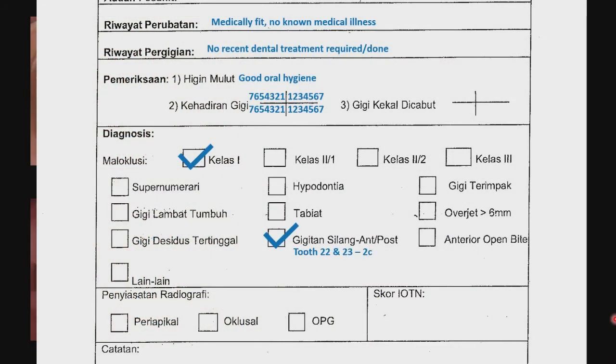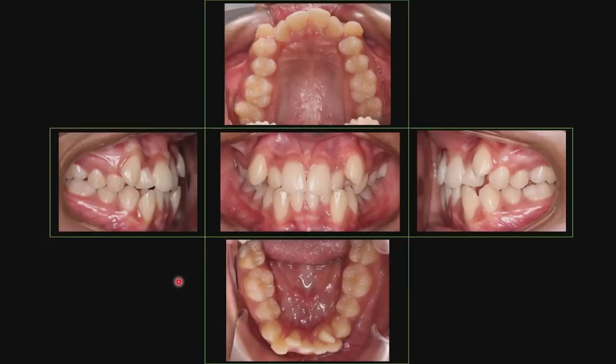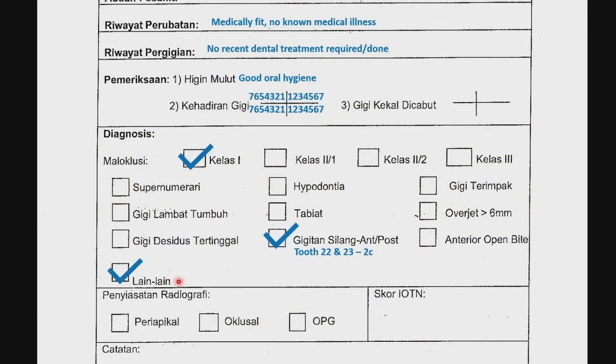Next, impacted teeth? No. Overjet more than 6 mm? No. Anterior open bite? No. Then, crowding. We can clearly see the patient has severe crowding on the upper and lower arch. So we write here displacement of contact point, which brings us to an IOTN score of 4D.